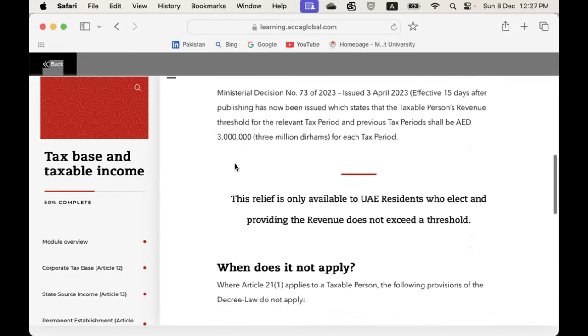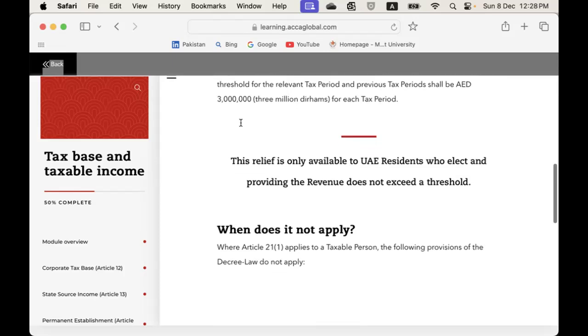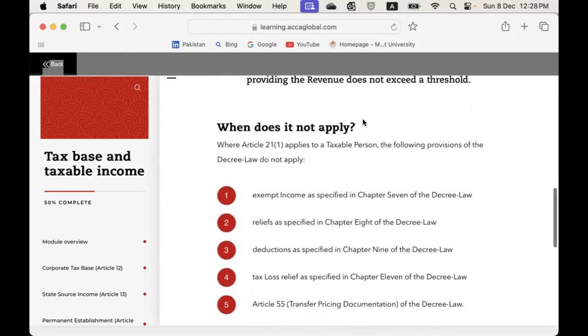Is this point clear to everyone? And this is not profit, we're talking about revenue. And it should be 2 years. Please remember, we look at 2 years of revenue, the relevant tax period revenue and the previous year's revenue. Both of them should be below 3 million dirhams. The relief is only available to UAE residents who elect it, provided the revenue does not exceed the threshold.